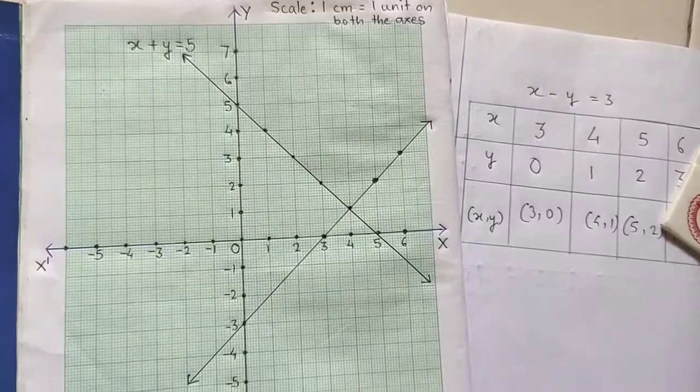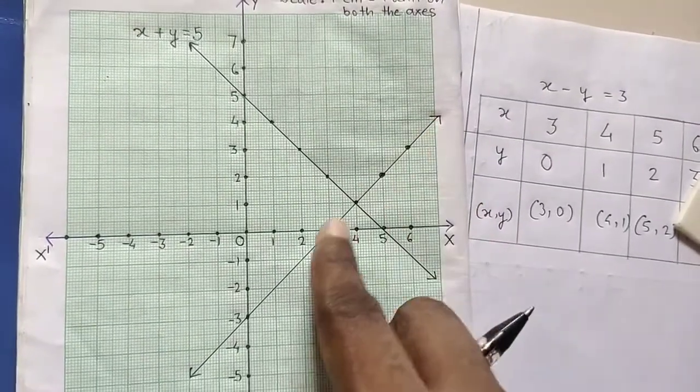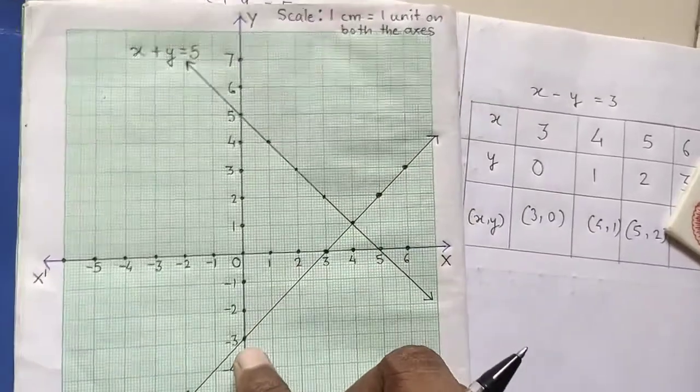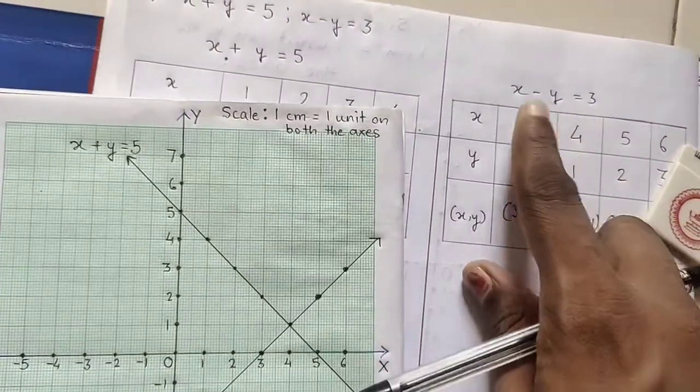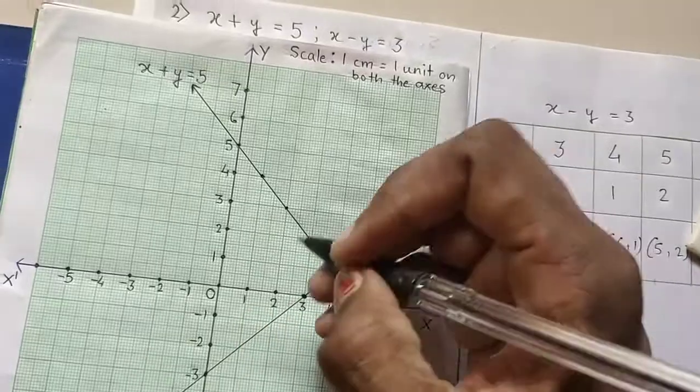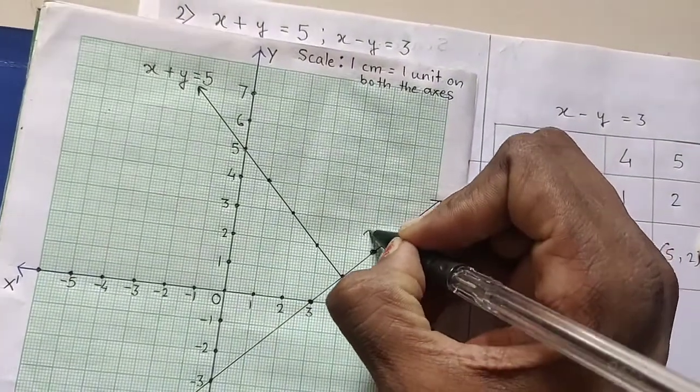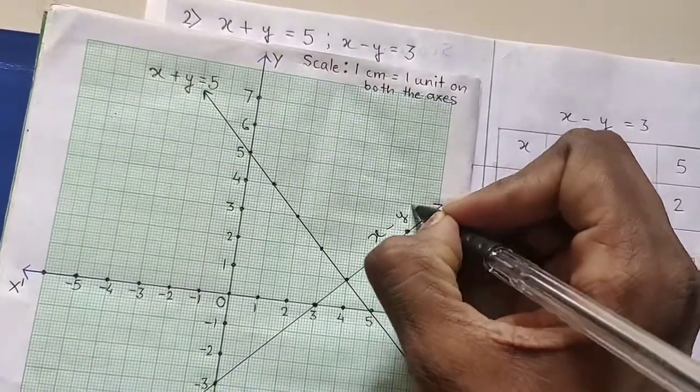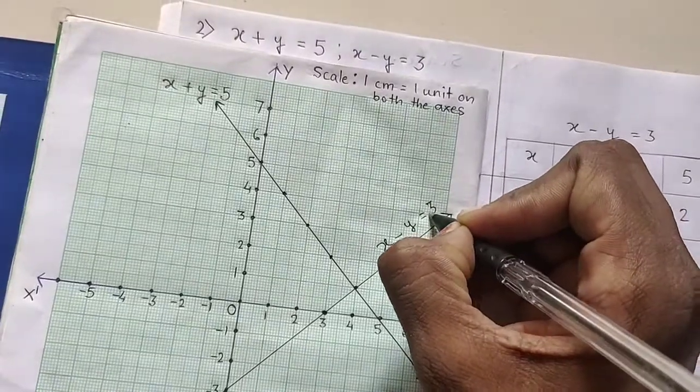Okay, so students, I have drawn your second line also. Now what is the equation of the second line? x minus y equal to 3. So write your equation here. x minus y is equal to 3.